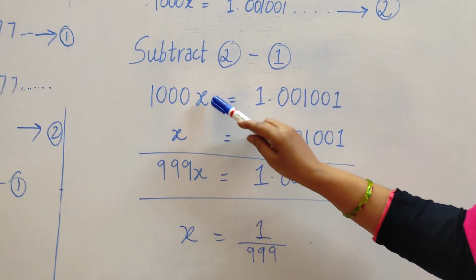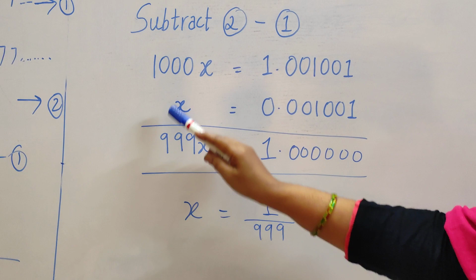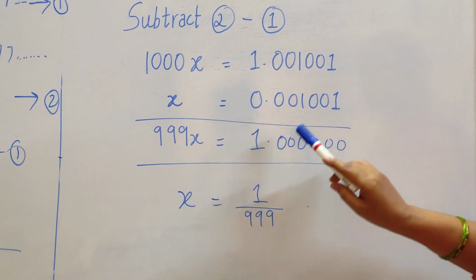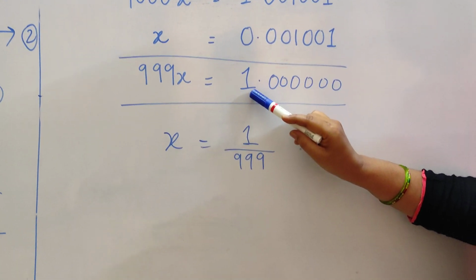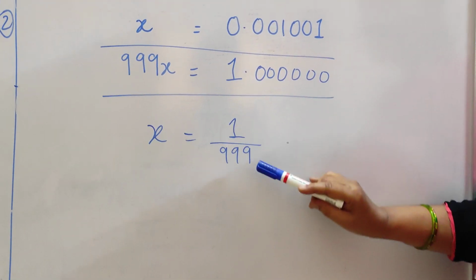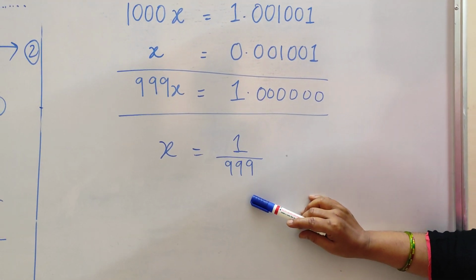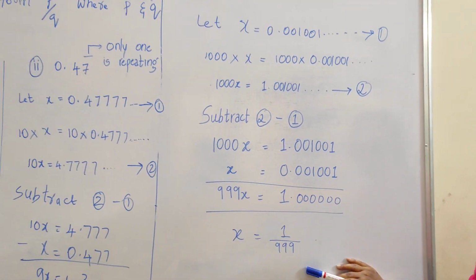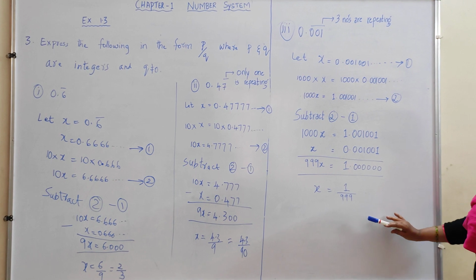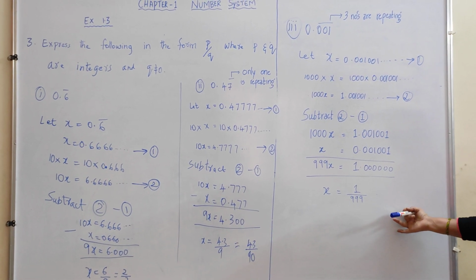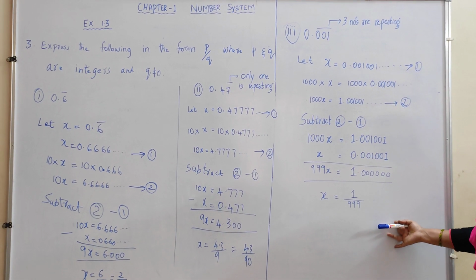2 minus 1. Again when we subtract, you will get 1000 minus 1 is 999x, and all these will become 0. You will have 1 minus 0 is 1. So x is equal to 1 by 999. So this is how you will do the questions in P by Q form. This is a very important form which you will compulsorily have in board exam questions of this kind, maybe for 2 marks or 3 marks.